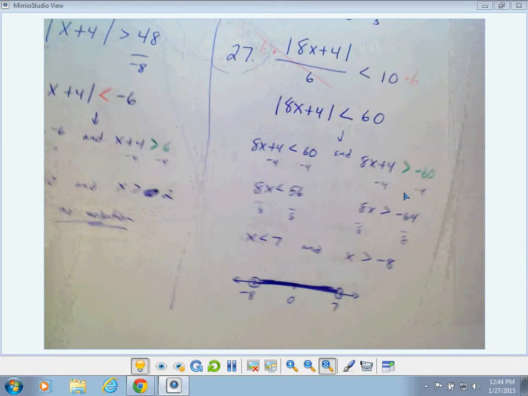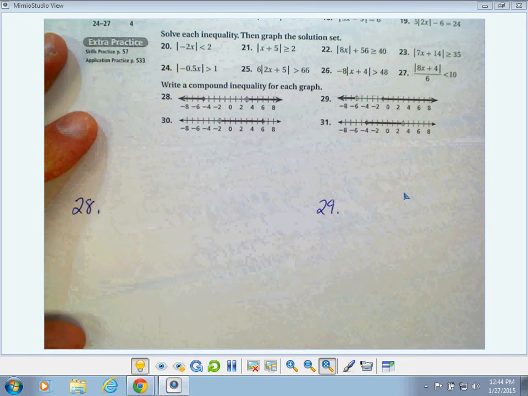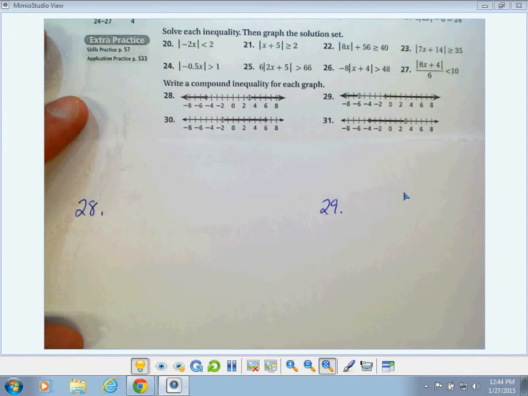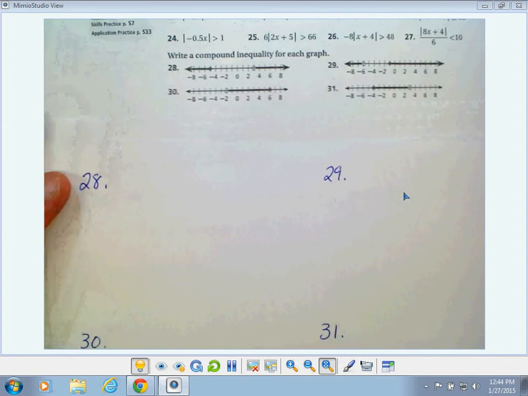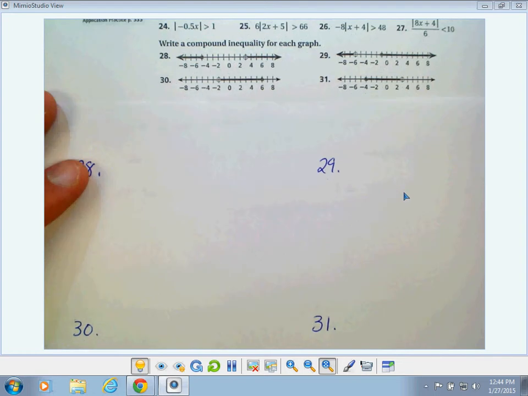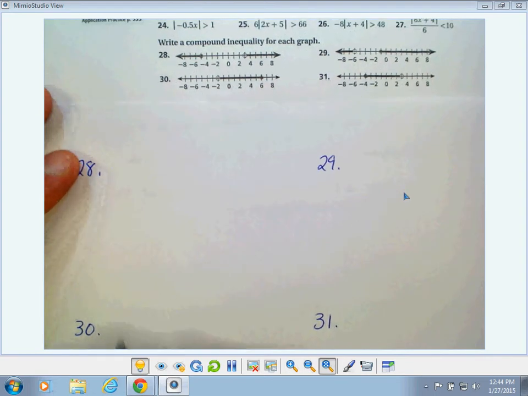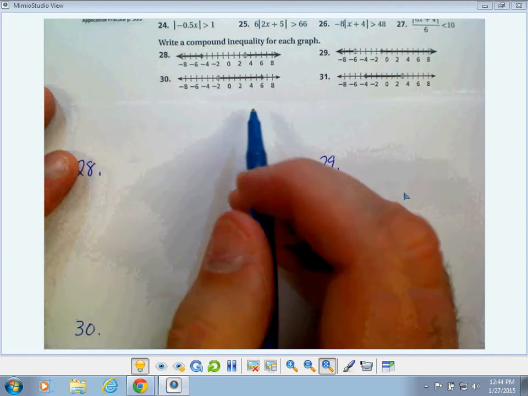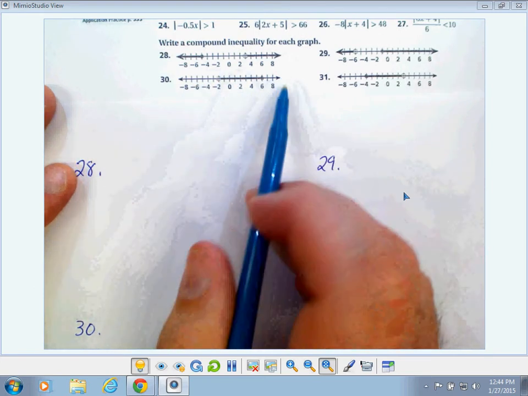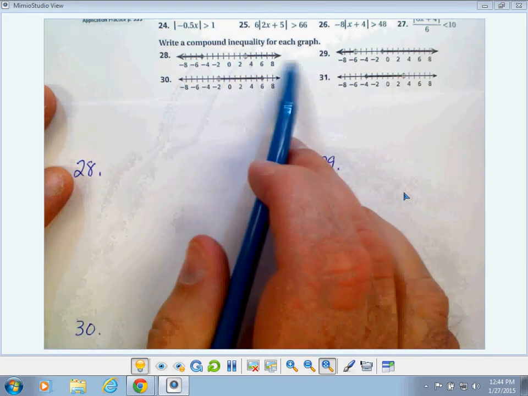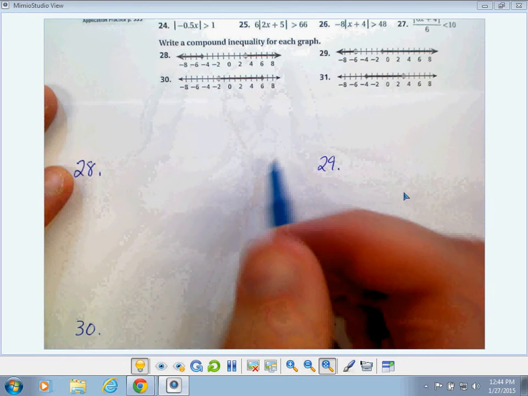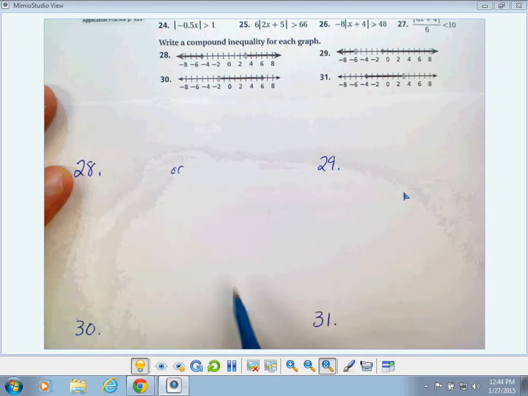Alright, let's look at the last set of types of problem you're going to work with, which is how to take a graph and write it as an inequality. So I'm going to keep those graphs up at the top, and then we'll write them down here, our answers. So if I look at the first one, what I notice is shading that goes in opposite direction, which tells me that's going to be an or problem.